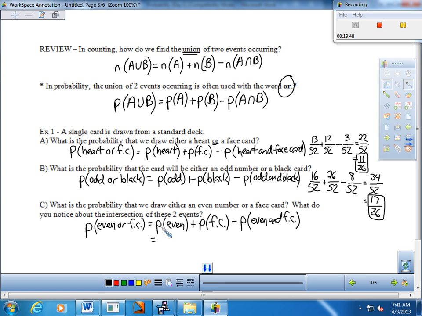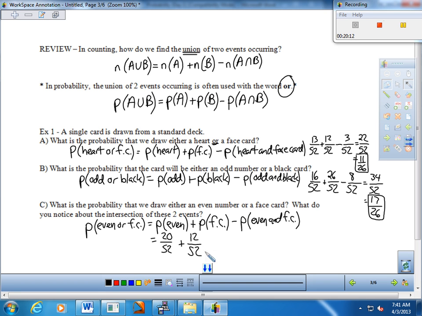So probability that it's even, again, the way I interpret it literally is that it has an even number written on the card. So that would be 2, 4, 6, 8, and 10. And so I'm seeing that as 20 out of 52. We already said there are 12 face cards, so 12 out of 52.